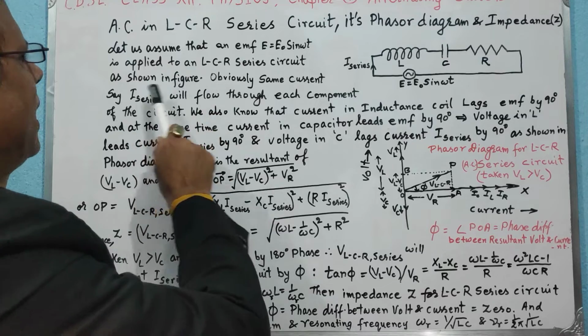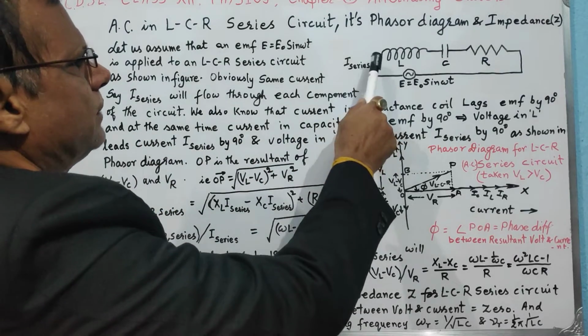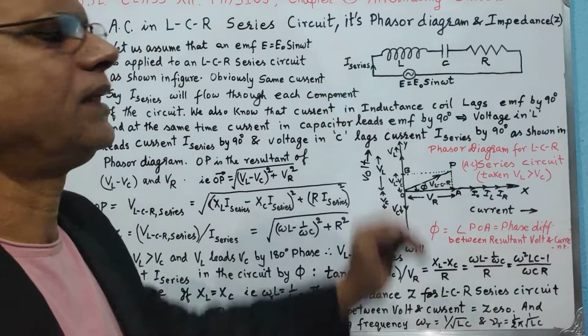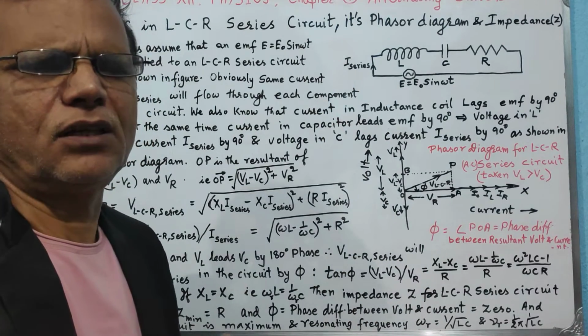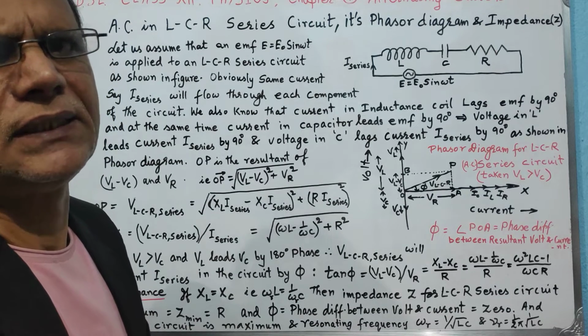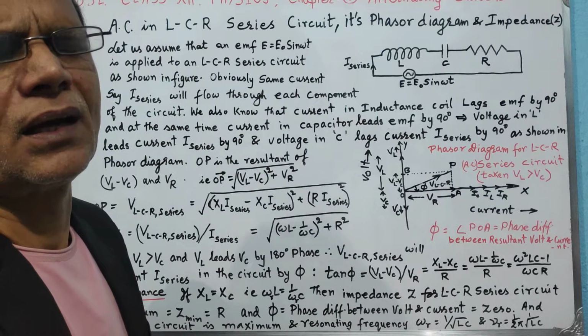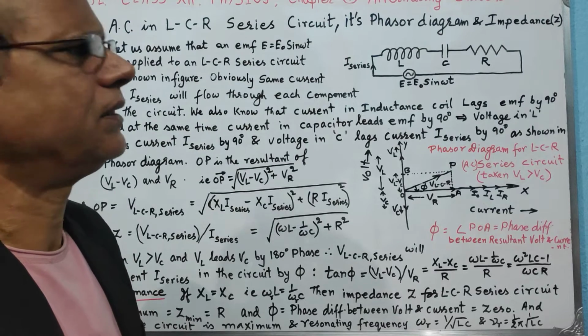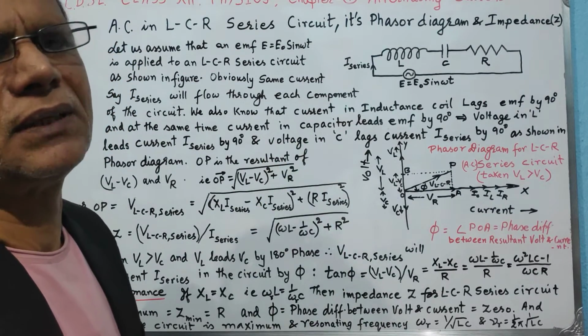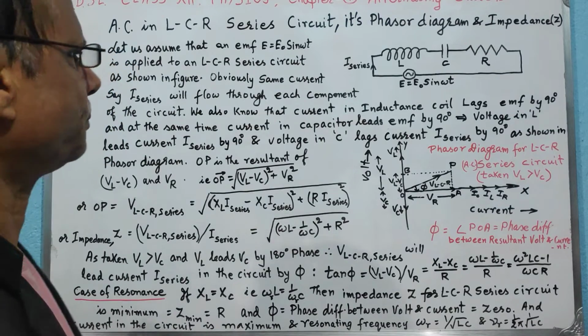When you see this figure, we assume that some current I flows through the circuit and we call it I series. Because this is a series circuit, we have named it like that, and we will see a different type of circuit some time later, and therefore we will name it something differently.